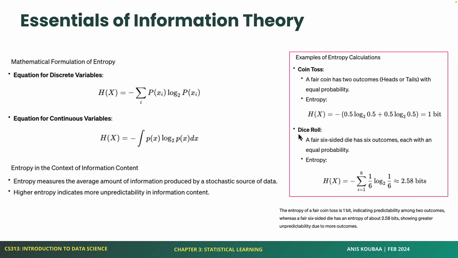In the case of dice rolling, how many possible outcomes do we have? 6. So we're going to calculate the sum from i equal to 1 to 6 of 1 divided by 6 multiplied by the log 2 of 1 divided by 6, and here it gives the value of 2.58 bits. So here we have higher randomness because we have a uniform distribution among 6 possible outcomes instead of 2. This requires a higher number of bits to encode the information, because we have greater randomness and unpredictability.